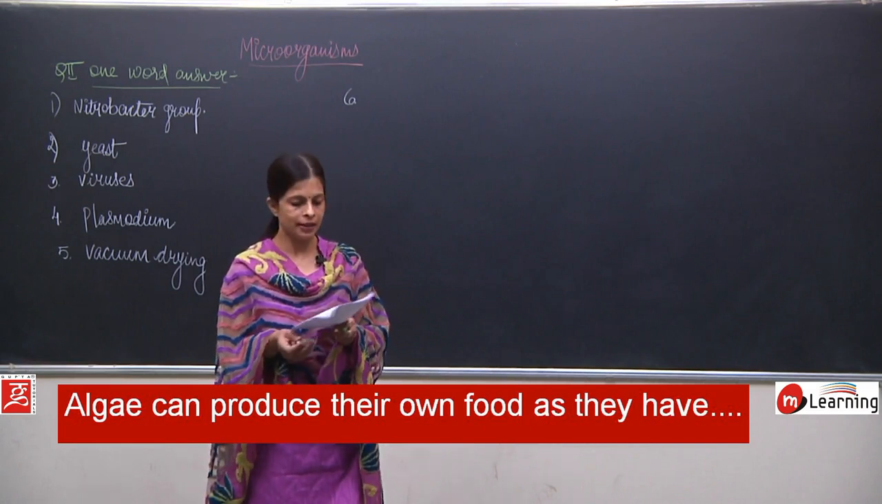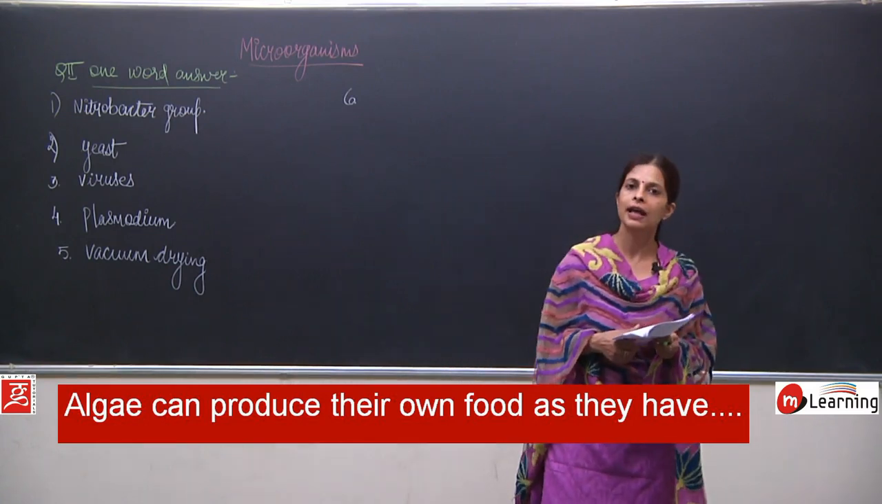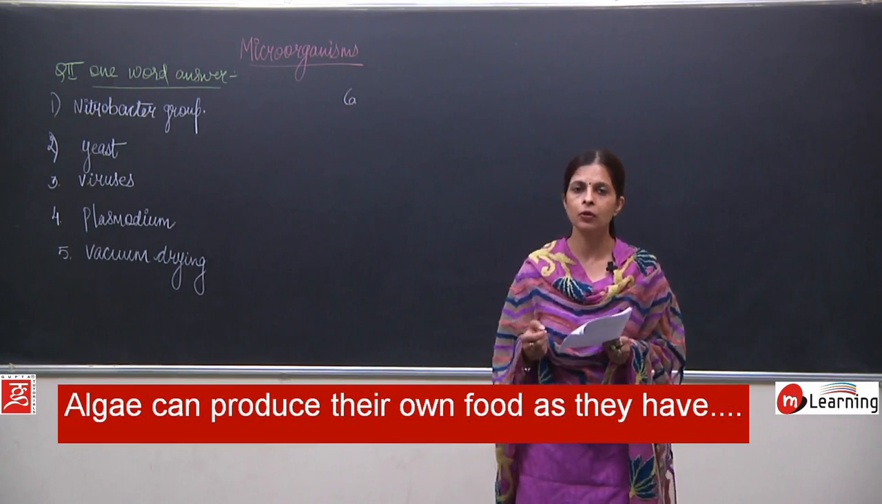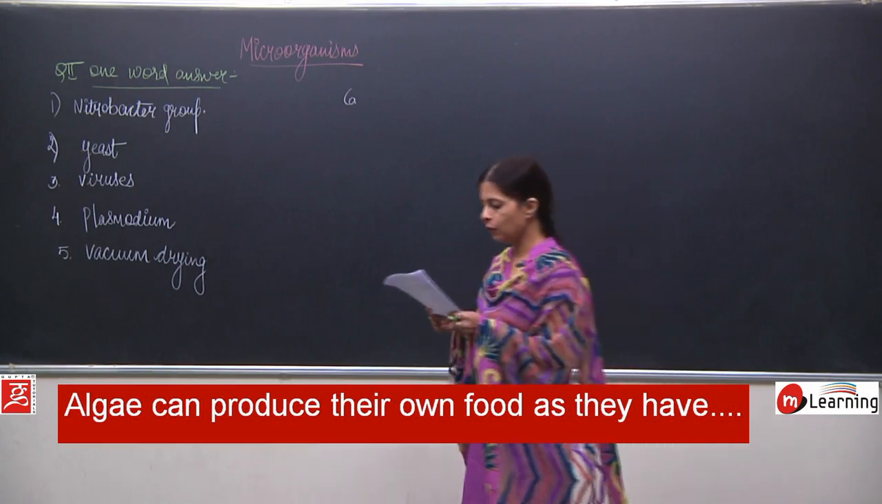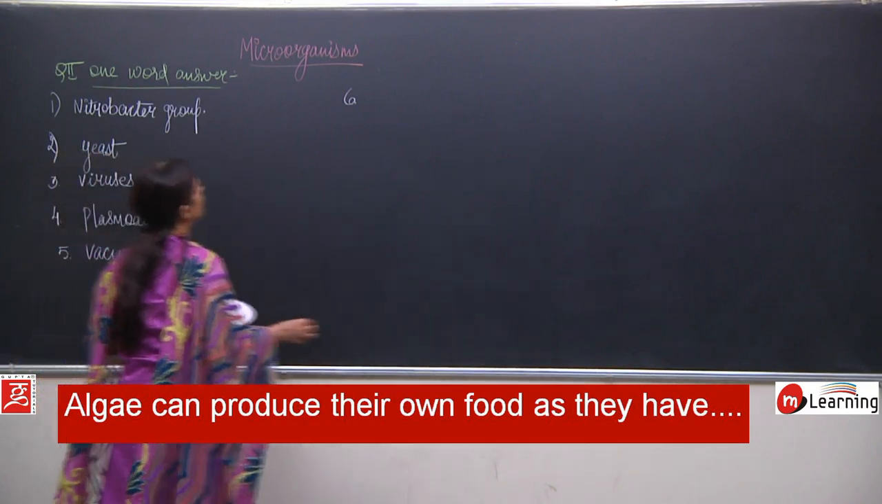Coming back to the question, they have asked, algae can produce their own food as they have what? Obviously they have chlorophyll. Algae can produce their own food as they have chlorophyll. So I'll just write over here chlorophyll.